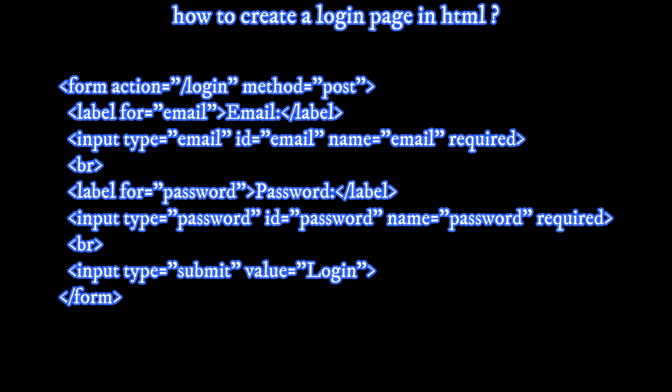The two input fields are created using the input element with a type of email and password, respectively. The required attribute is added to both fields to ensure that they cannot be submitted empty. Finally, the input element with a type of submit is used to create a button to submit the form. When the button is clicked, the browser sends a request to the URL specified in the action attribute, with the form data in the request body.